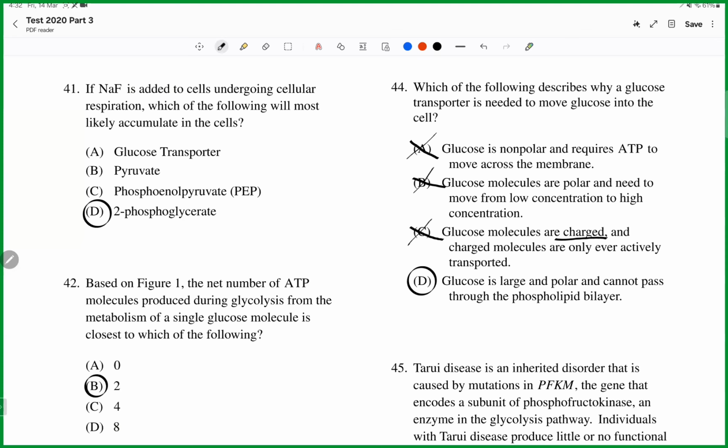Not active. Facilitated. Yes, because we need a transporter, like a transporter protein. By the way, we don't study carrier in the AP. We took it back in chapter 2. For glucose as a polar molecule, you must have channel proteins or transporter proteins.